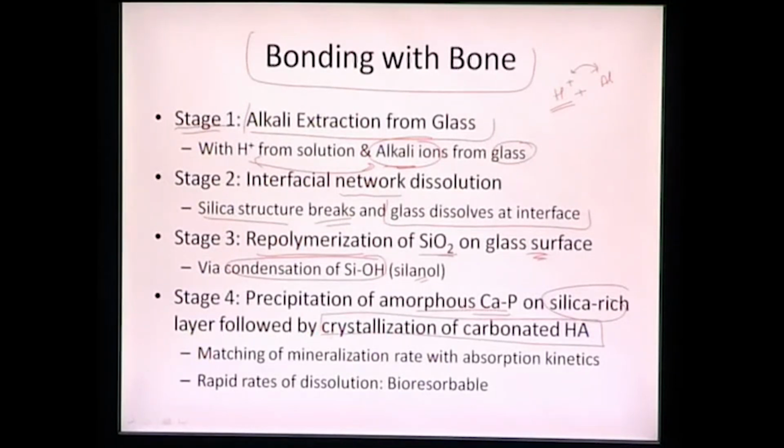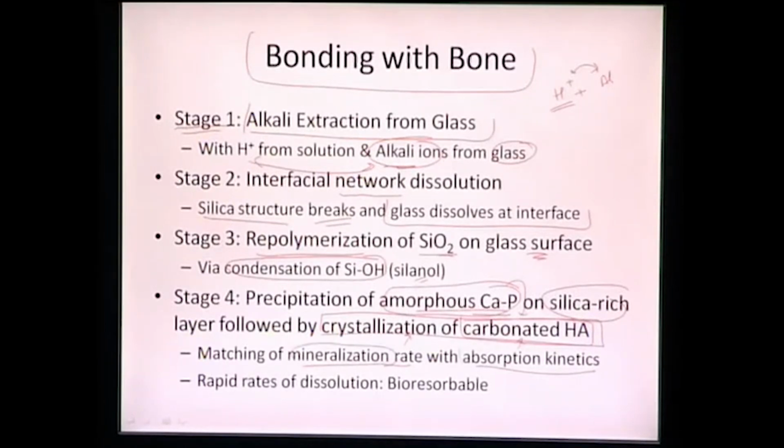So that's what we are able to see: once the silica oxide is dissolved, it gets repolymerized via condensation, and then we see the generation of an amorphous CaP layer on the silica rich layer, and that leads to the crystallization of calcium phosphate to form a carbonated hydroxyapatite. So from amorphous CaP we come to the carbonated HA, and here also we need to match the mineralization rate with the absorption kinetics, because as soon as the absorption is occurring, that has to be matched with how carbonated hydroxyapatite is forming.